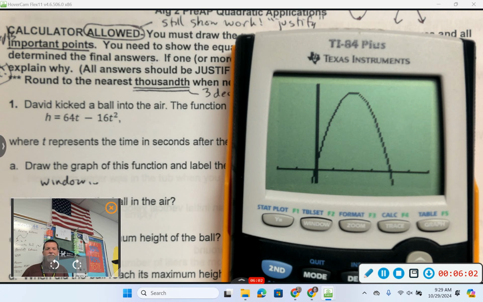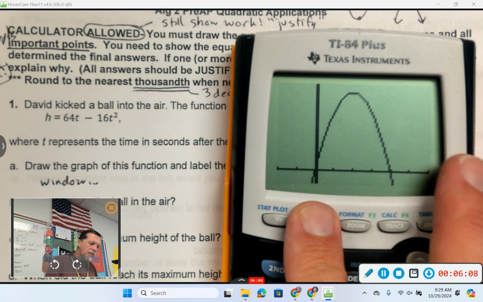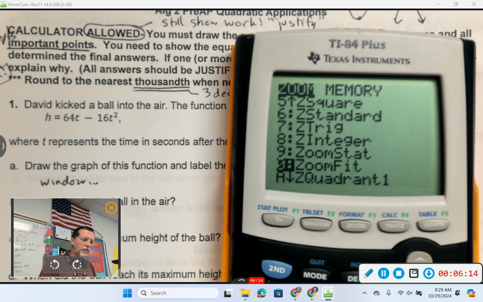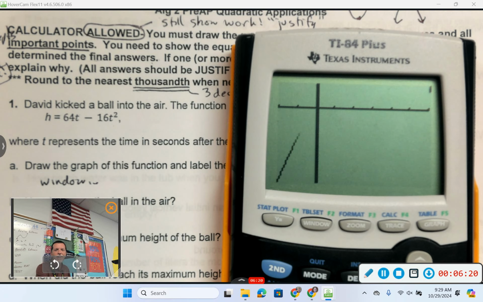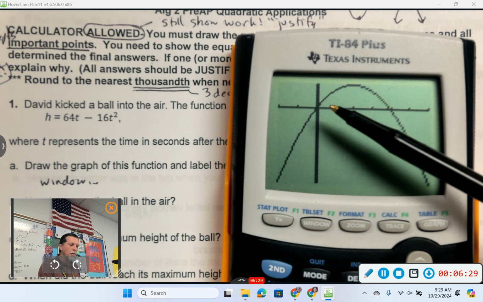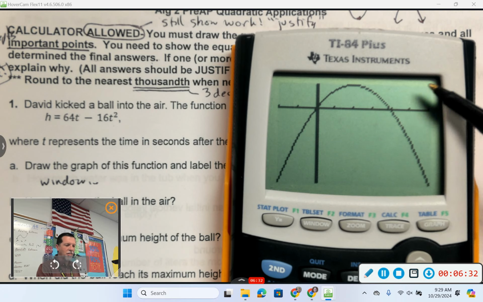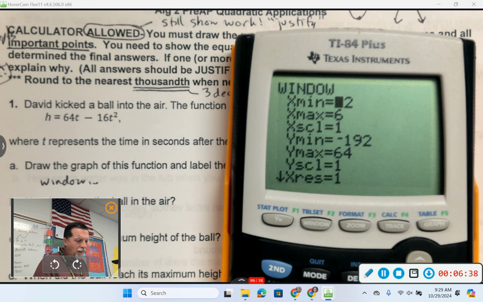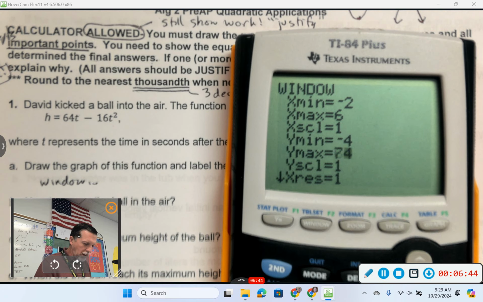So the window is kind of guess and check, play around until it works. There is a zoom fit. If you go to zoom and zoom fit, it will fit the graph on there, but it's not usually the fit that you want. So you can do it, but that shows me a lot more, because I don't care about the negative stuff. Like, this is a ball that's kicked into the air. I don't care what happened before the ball was kicked or after it hits the ground. So zoom fit, if you need it, I guess it's fine. Just be careful, because it gives you more than you need.